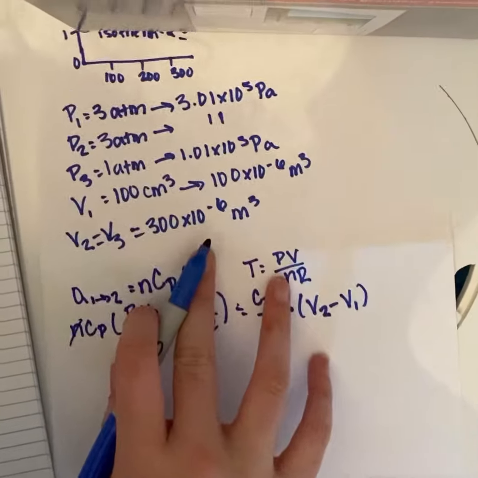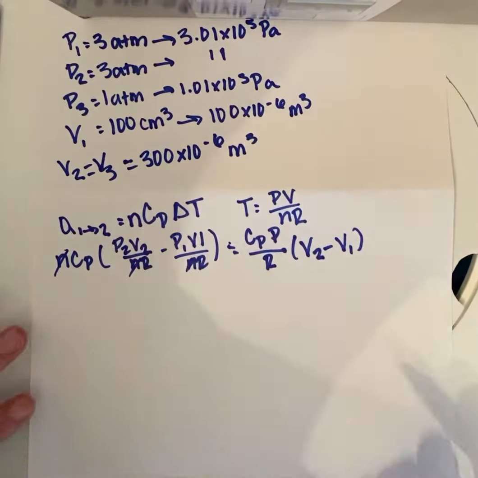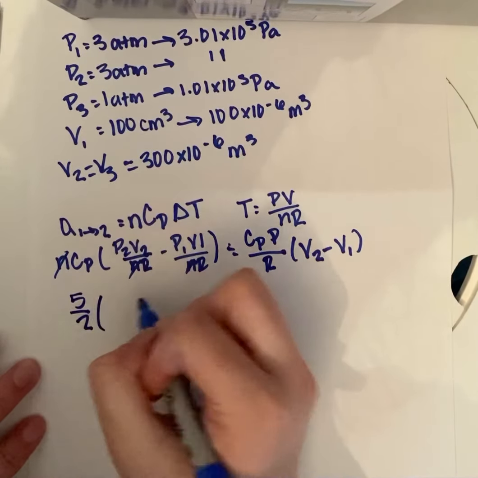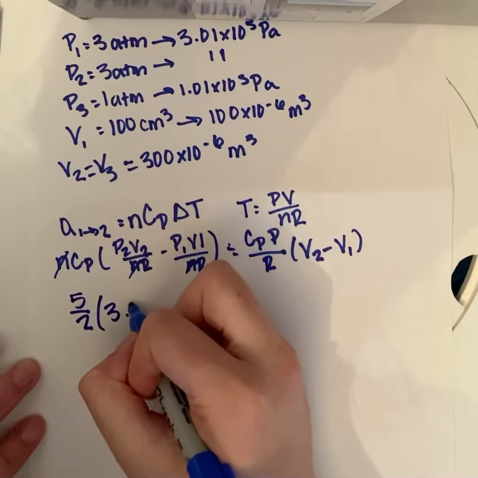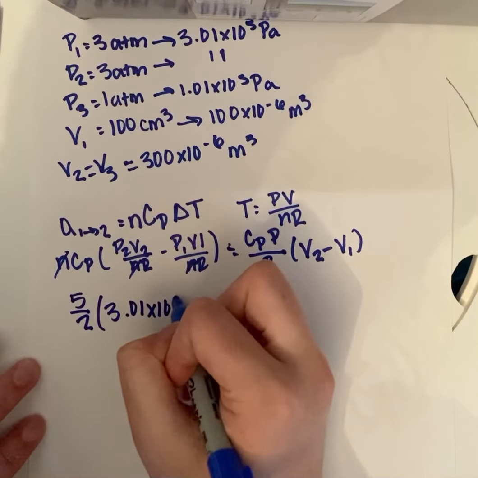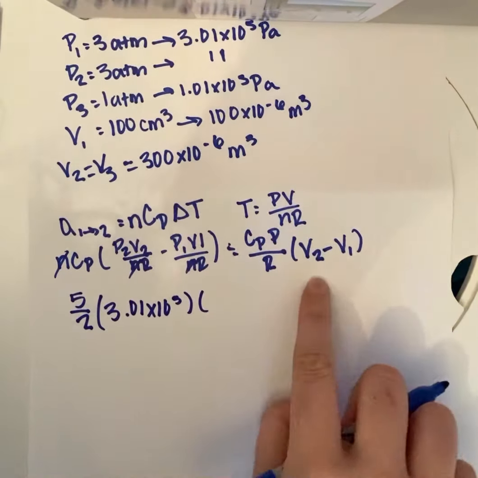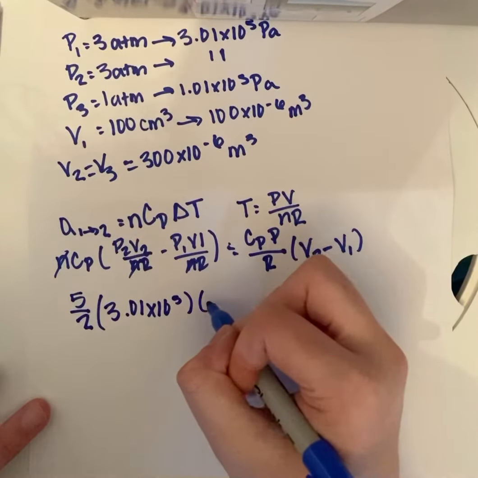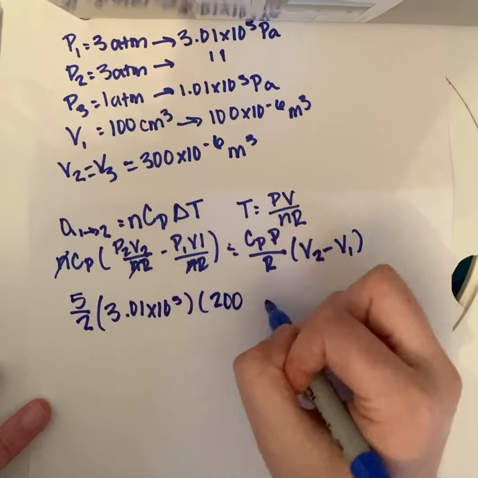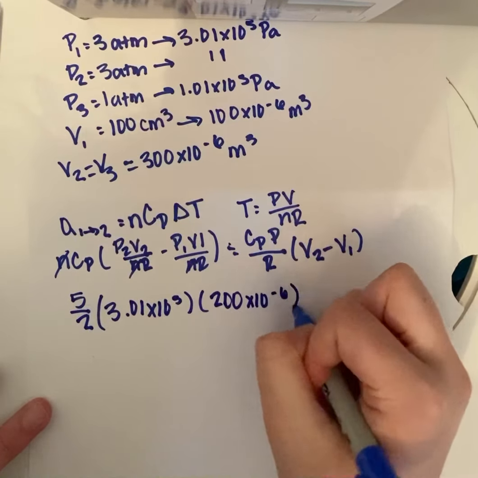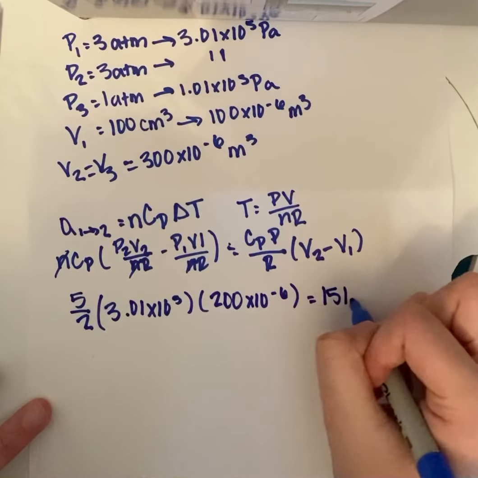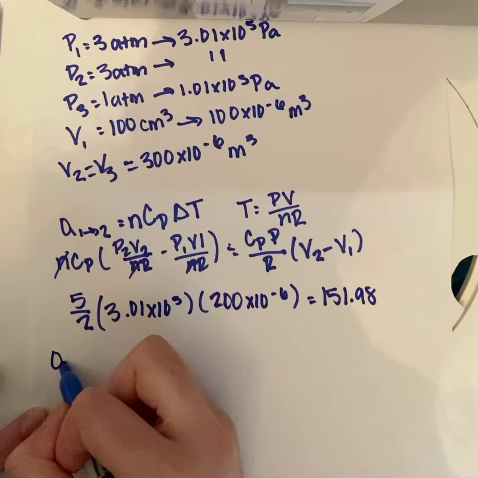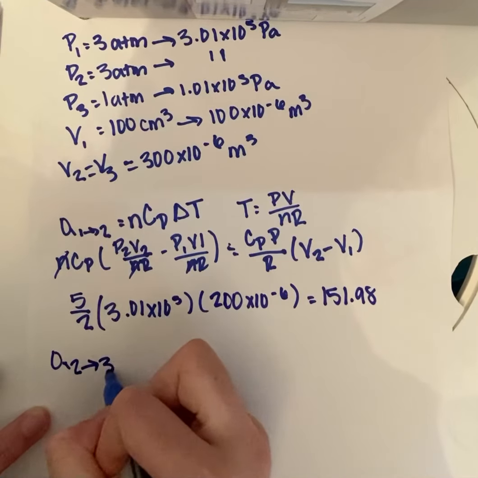So we just plug in the numbers. We get 5 over 2 times the pressure, which is 3.01 times 10 to the 5th, times V2 minus V1. So 300 minus 100 is 200 times 10 to the negative 6. This gives us 151.98.